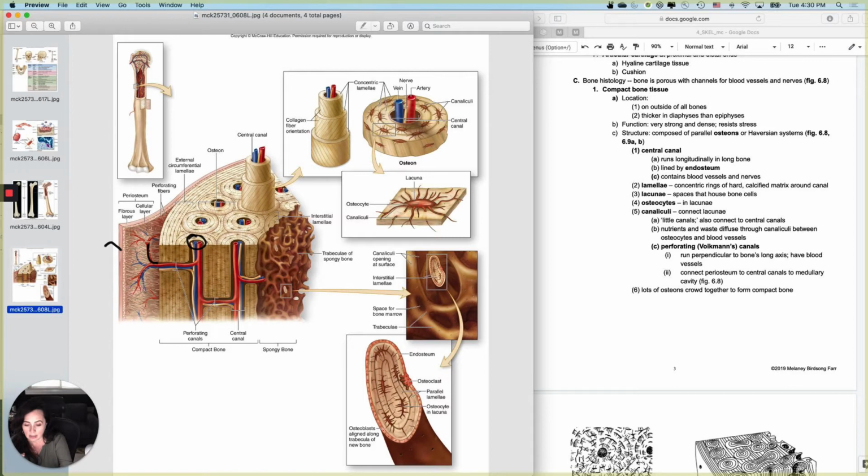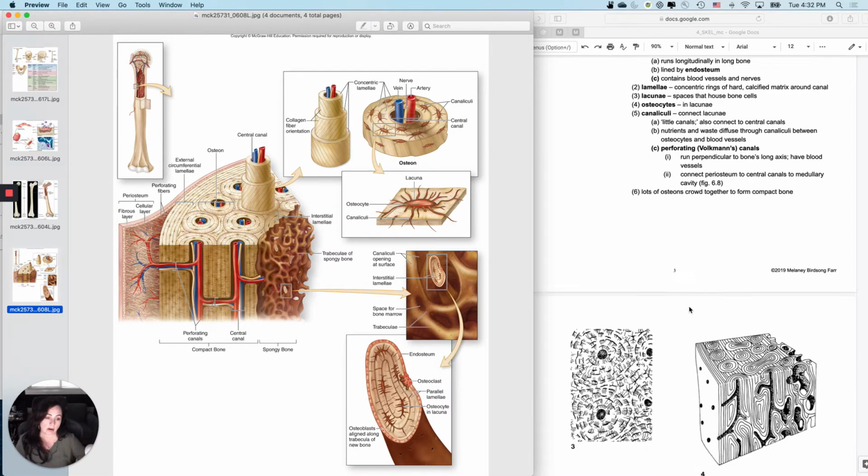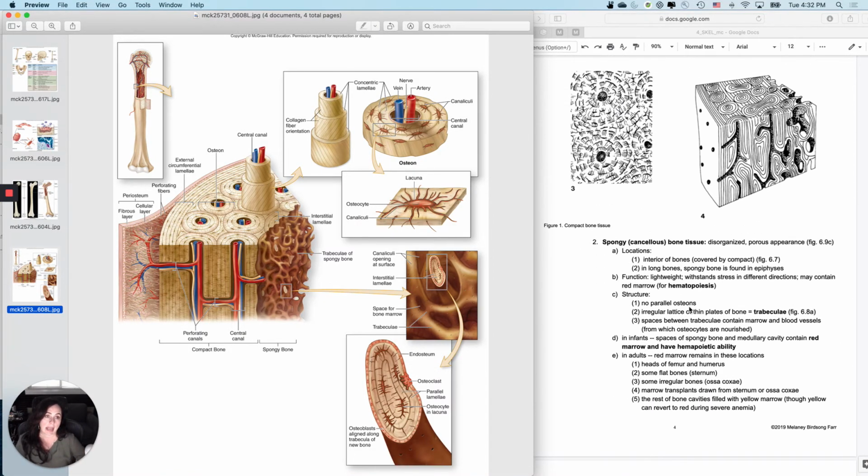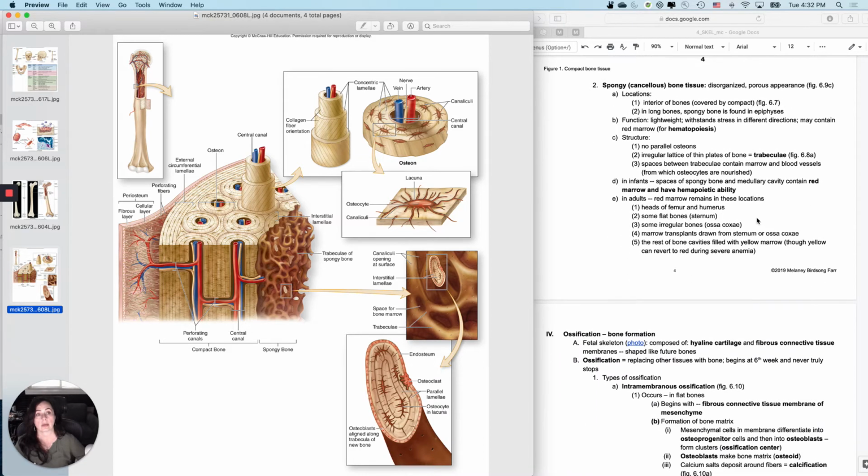Okay, so how do you make compact bone? You basically have osteon smashed up against osteon, smashed up against osteon, so that you end up with compact bone. Okay, so with that in mind, let us compare and contrast and look at how you make spongy bone. So, by the way, this is a cross-section of compact bone, and this is cross-section on the top and a long section on the side. So what about spongy bone? How do you make that?